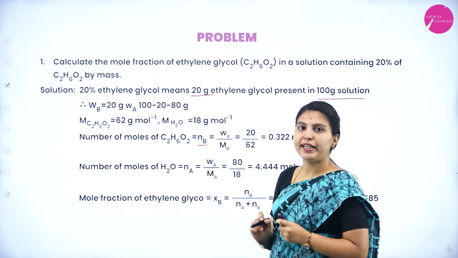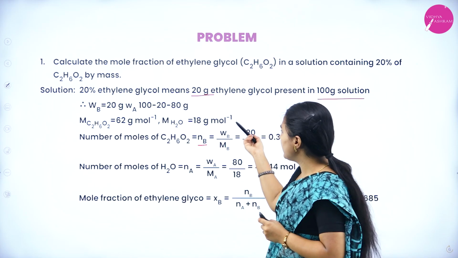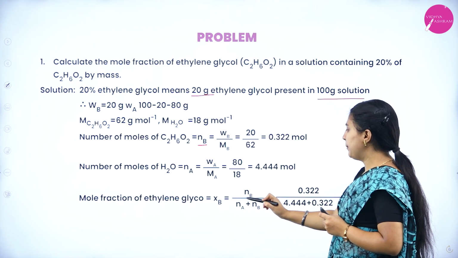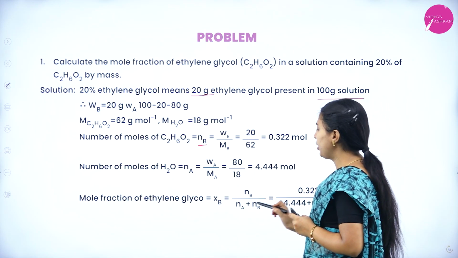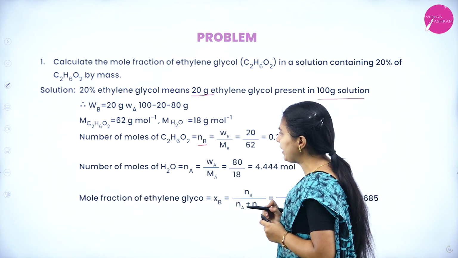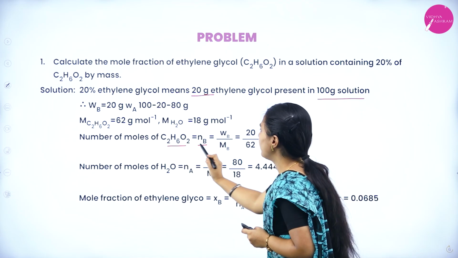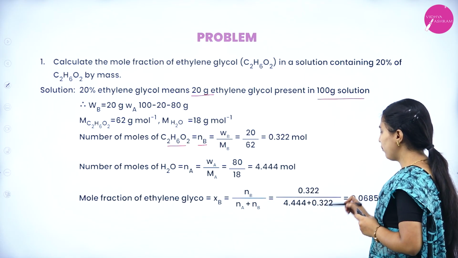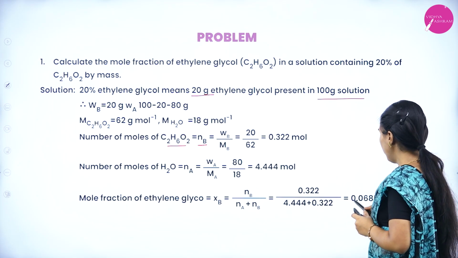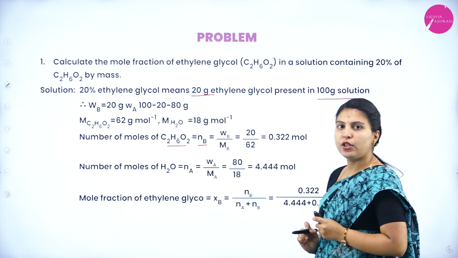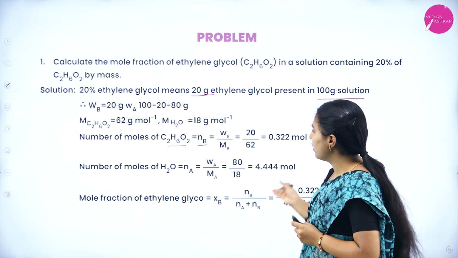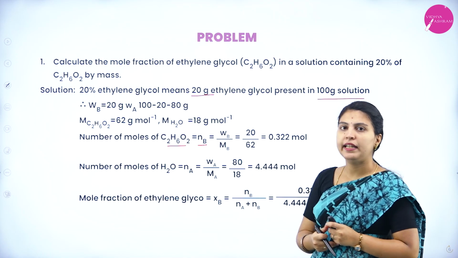Now you have to find out the mole fraction by applying this NB, NA, everything. So XB equal to NB by NA plus NB, because XB means we are finding out for ethylene glycol, that will be NB. And 0.322 divided by 4.444 plus 0.322 is equivalent to 0.0685. So this is the mole fraction of ethylene glycol.